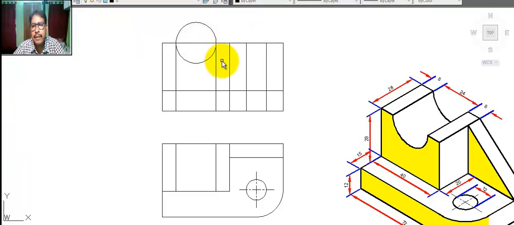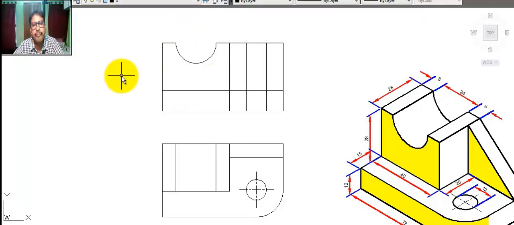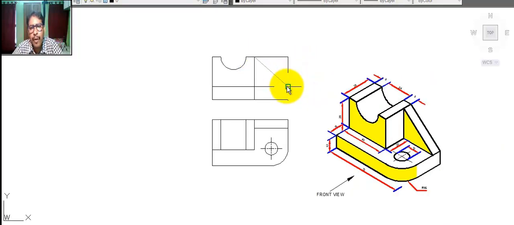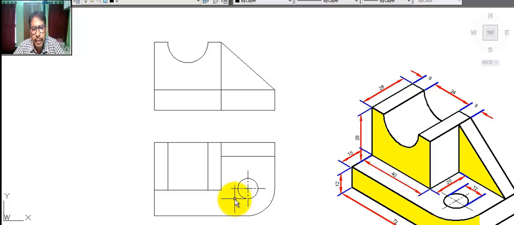Now erase the upper portion. And this portion, okay, erase this portion, and also this portion. Now we draw this line and this line. Okay.